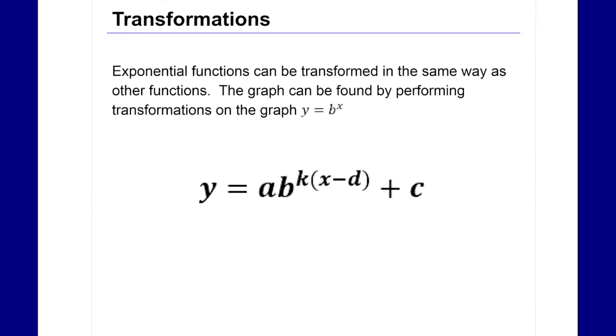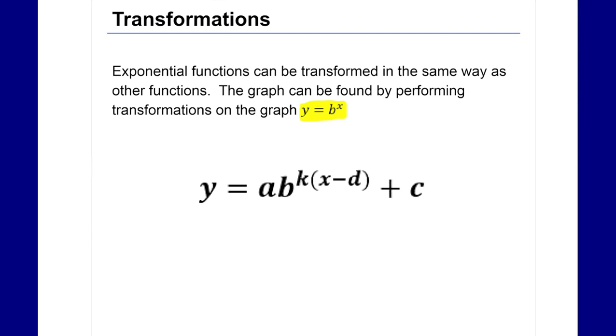So with our transformations, as I mentioned before, these exponential functions can be transformed in the same way as other functions. When we're dealing with an exponential function and we're talking about the parent function, we are going to be referring to y equals b to the power of x. Now I know in our previous lessons we talked about the exponential function being y equals a b to the power of x, but a is actually part of our transformation. So our general parent function is just going to be y equals b to the power of x.